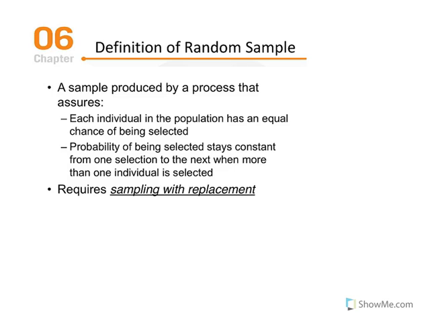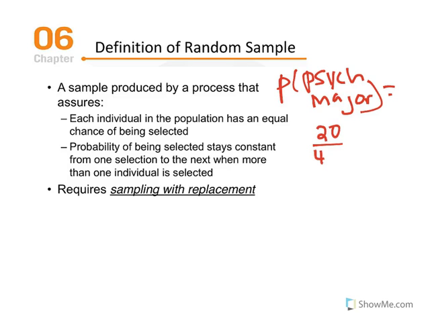So going back to that example of the probability of selecting a psych major. We said that there were 20 psych majors and 40 total students. And so let's say I'm going to create a sample of 10 individuals. And my first selection, my first student that I randomly select, is a criminal justice major.